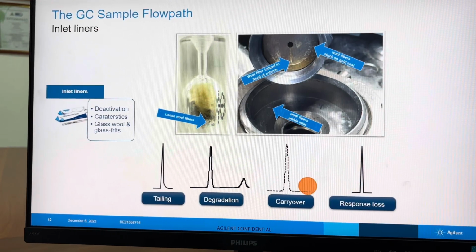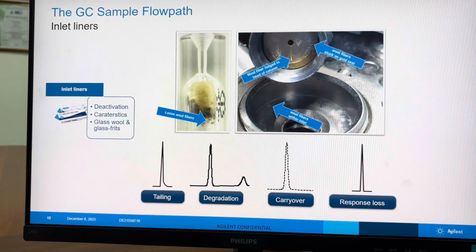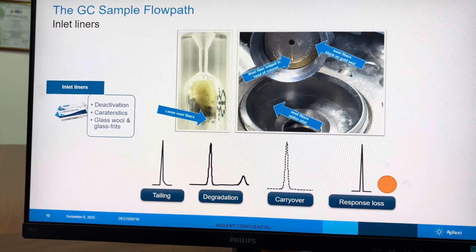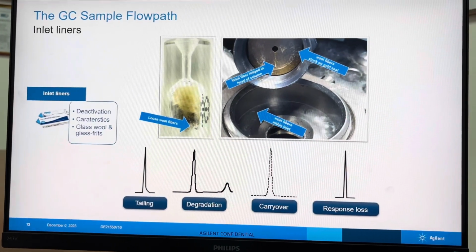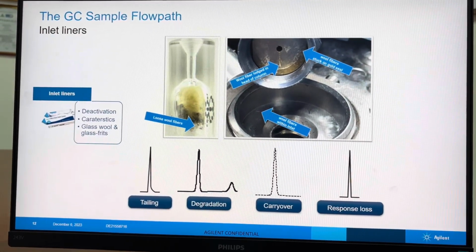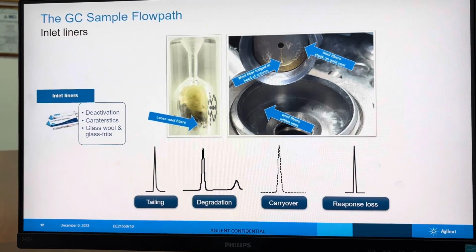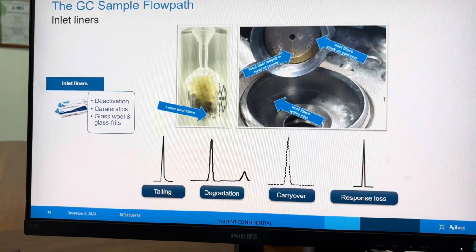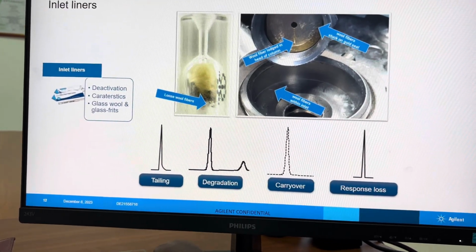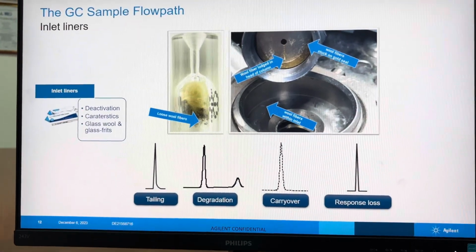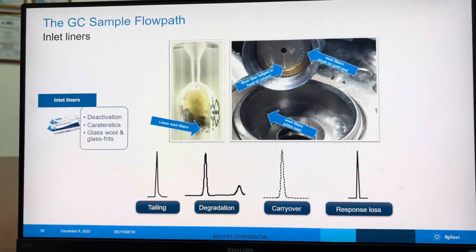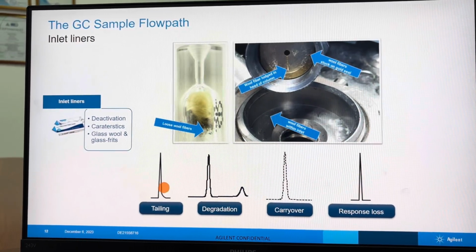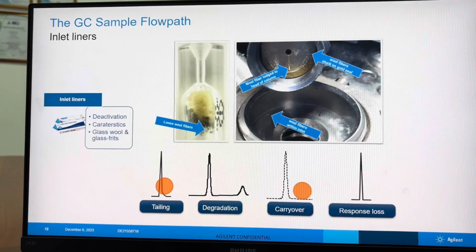Of course, loss of response is also one of the things which could be caused by the liner. So what are the key factors that influence the analysis part? Inlet liner deactivation. If the liner is active in nature, any polar or highly polar compounds will try to be retained on the liner surfaces, and then we will eventually get two problems. One is tailing, another one is carryover.